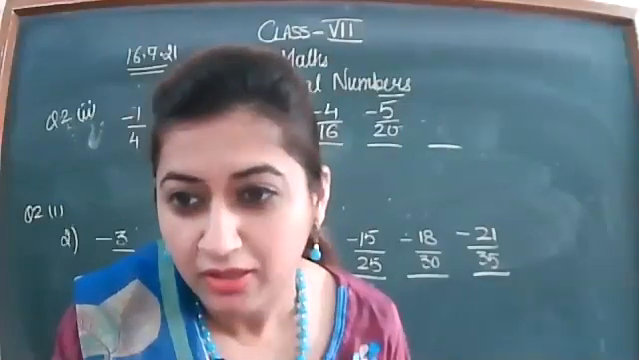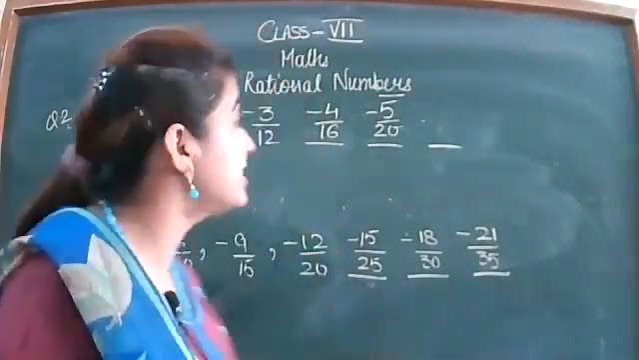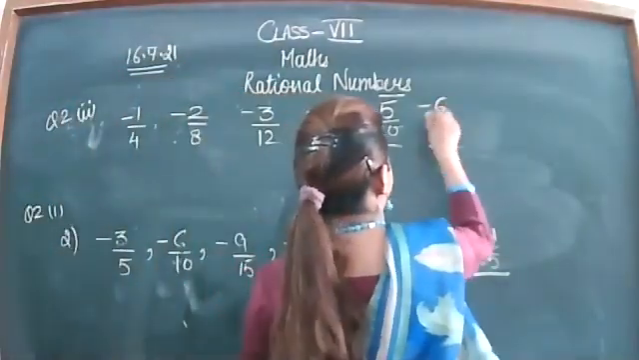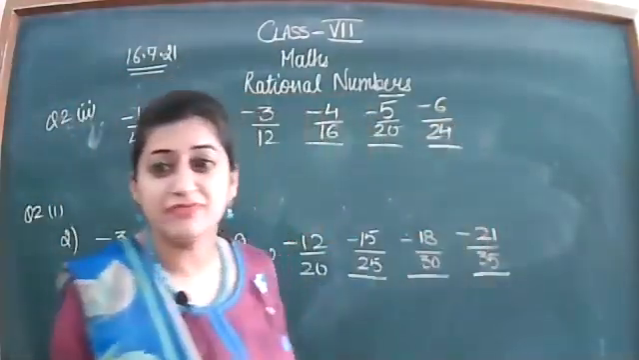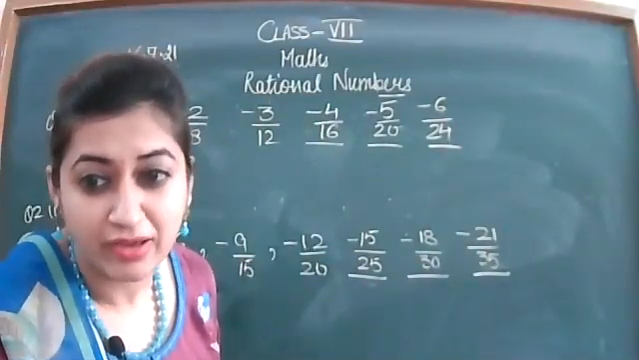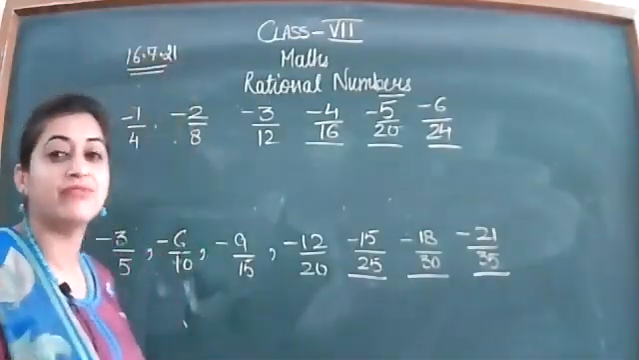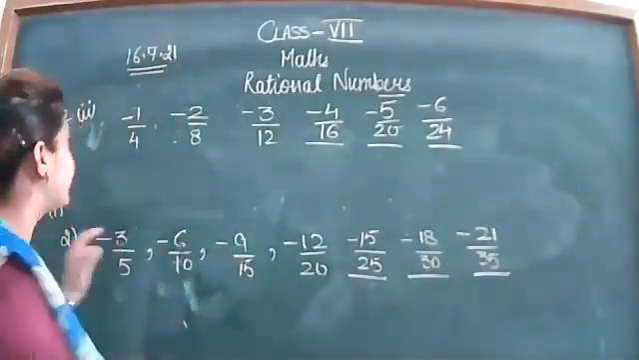Yes, Hargun. Yes, sir. Minus 6 by 24. Yes, very good. Now next Tarun will answer. Tarun and Arush. Okay, so I'm writing one more question on my own. It's not given in the book.